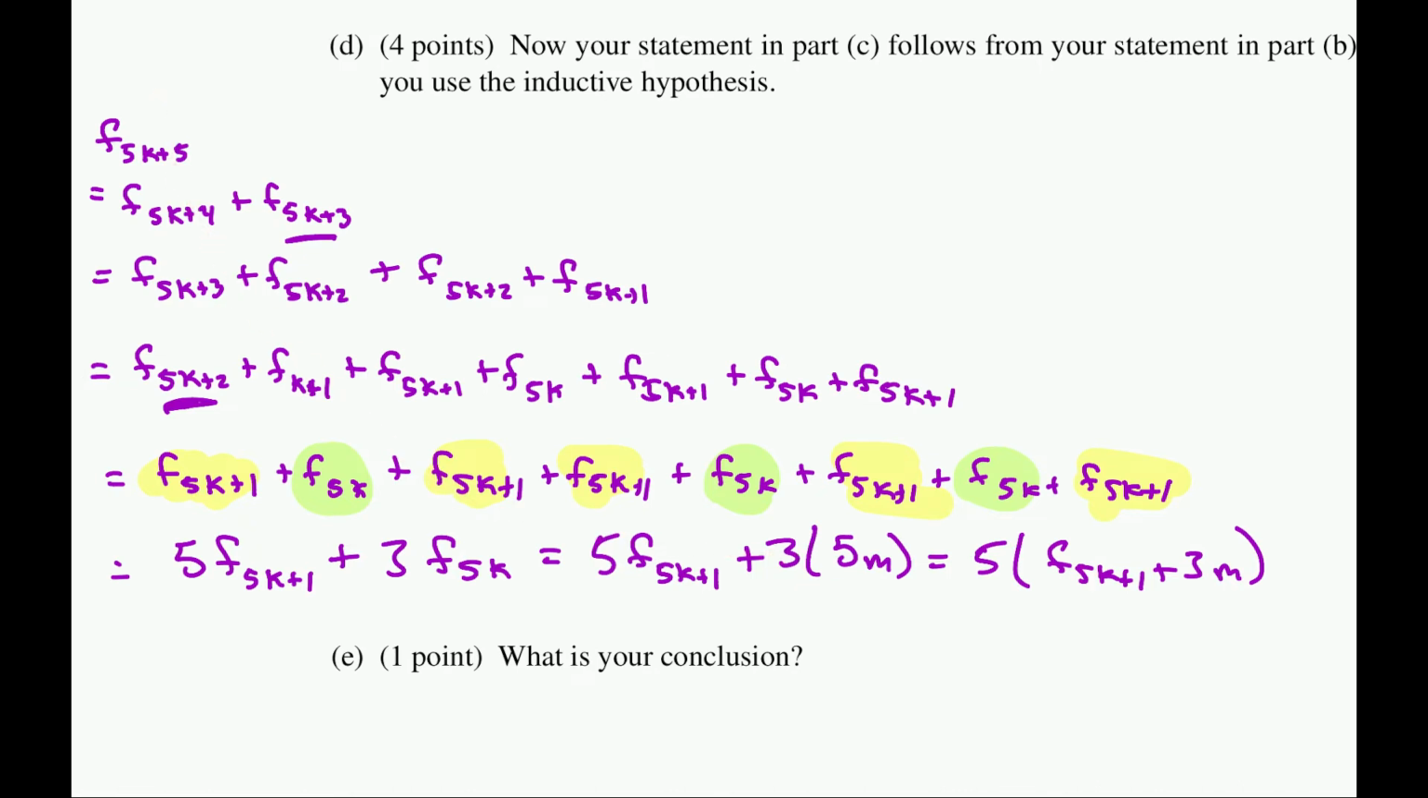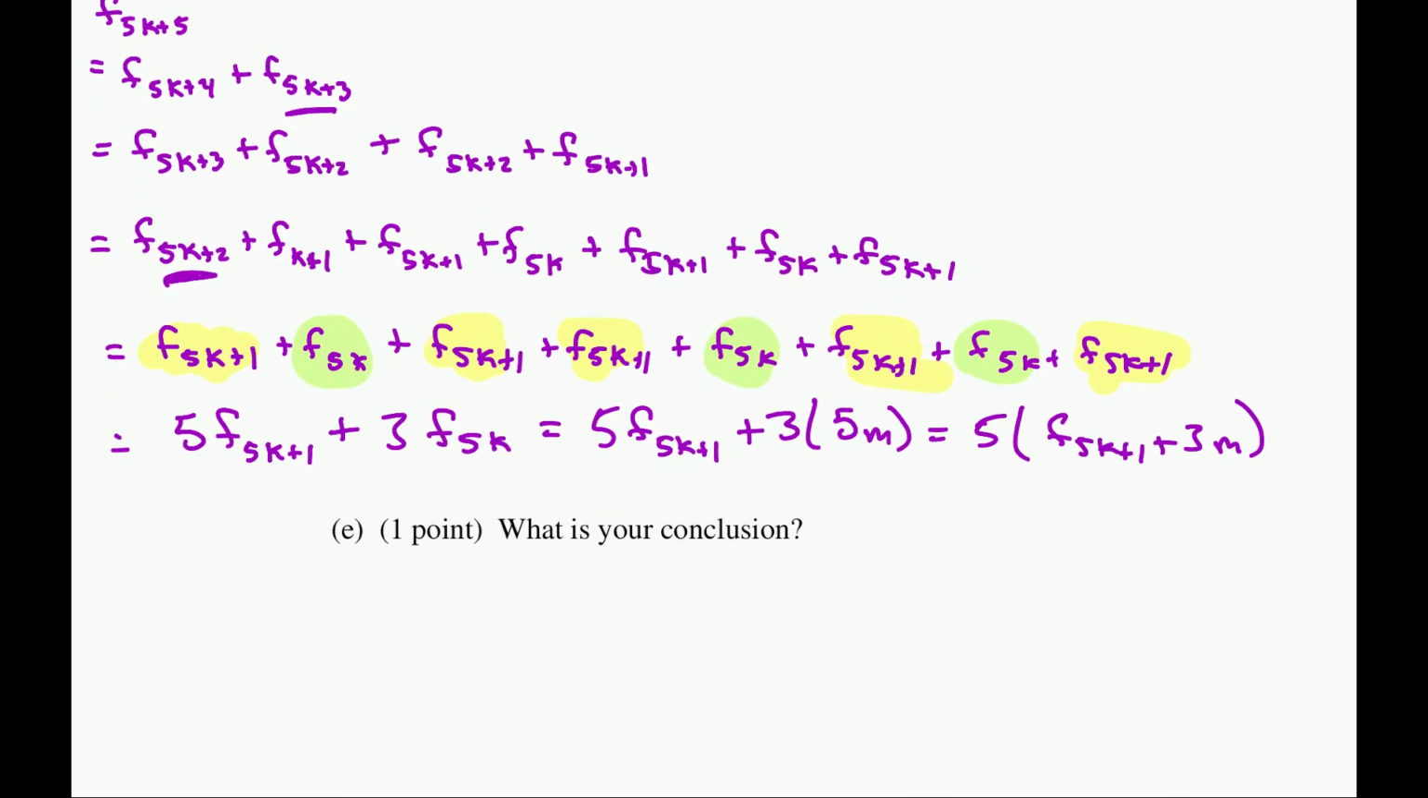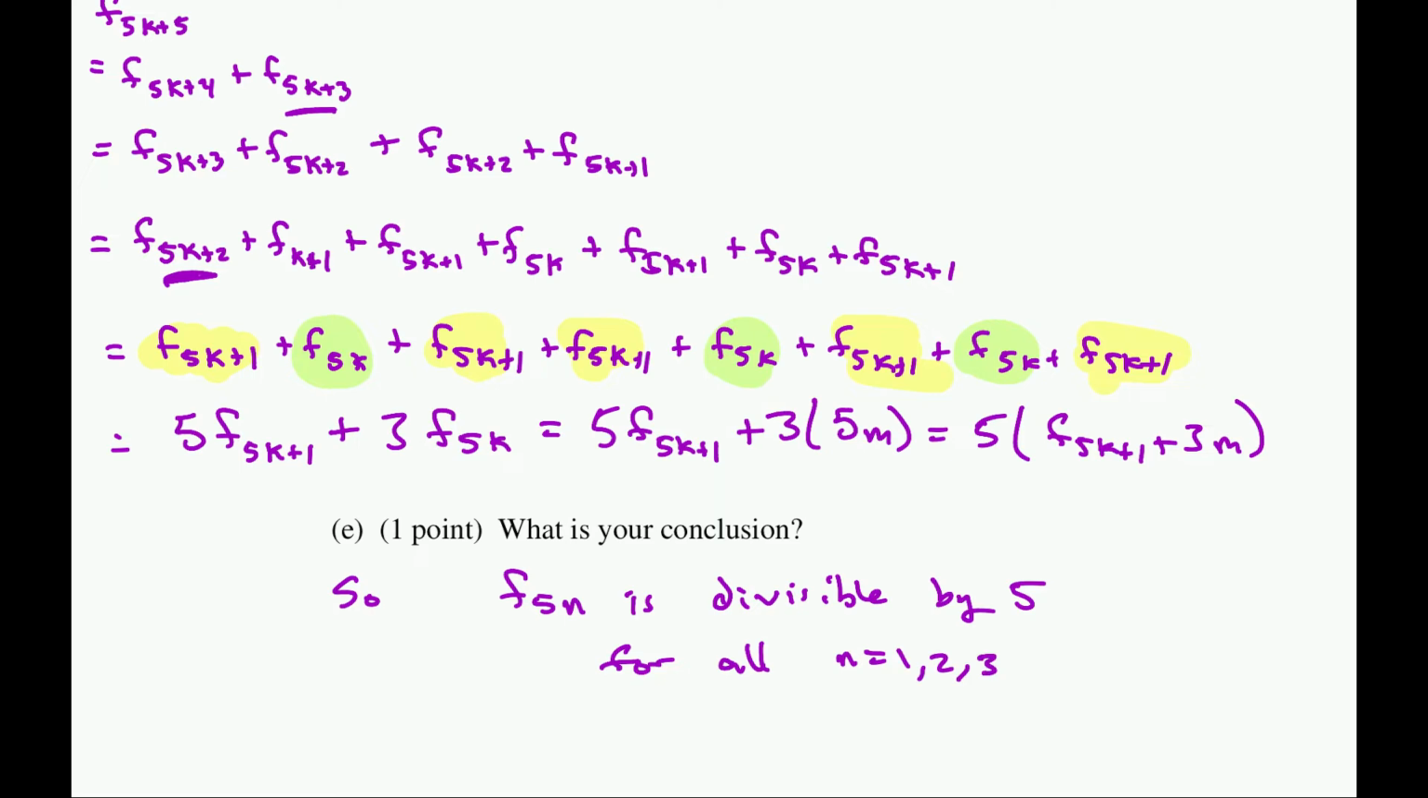So that's what we need to do, get from here to 5 times something. And we showed that it is divisible by 5. Once we've done that, we're done. We just need to make our conclusion. So f(5k), actually, we're going back to writing the conclusion so we can use the original variable n. f(5n) is divisible by 5 for all n equals 1, 2, 3, and so on.